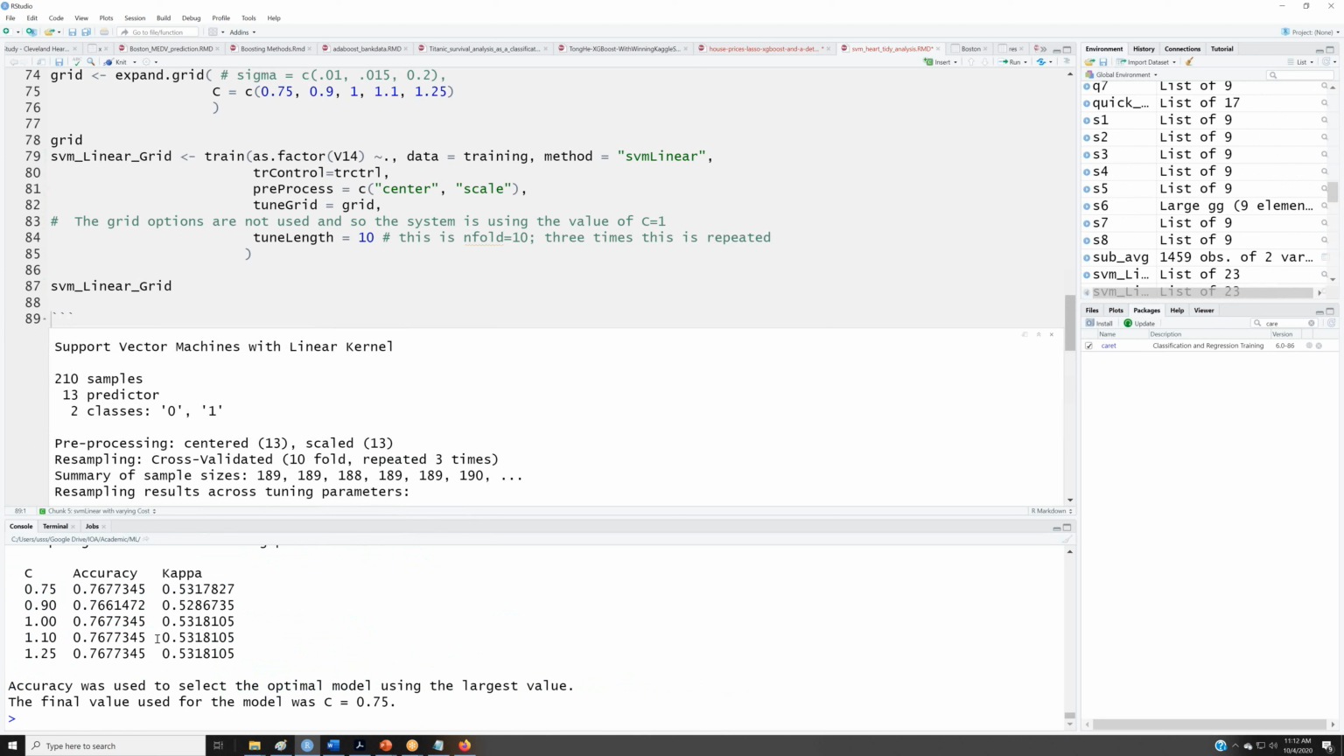But you can additionally use kappa. Kappa is the same thing. Either one is fine. And the system gave us this. Are you with me, guys? Yes, sir. In this case, it is saying that the final value used for the model is C equal to 0.75. It just took whichever came out to be equally best. That's all. There is no reason here. Less cost is attached, which is 0.75 for each observation.